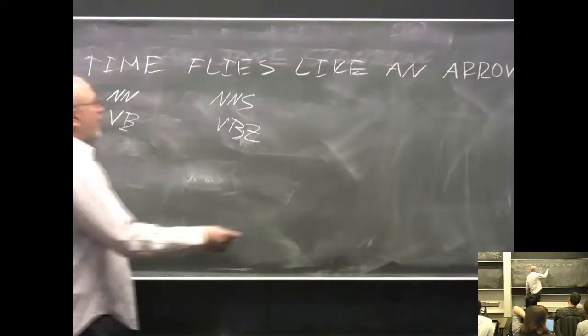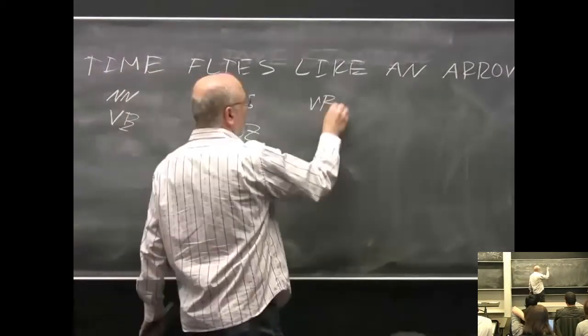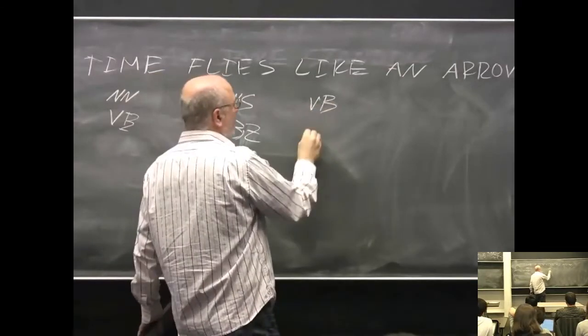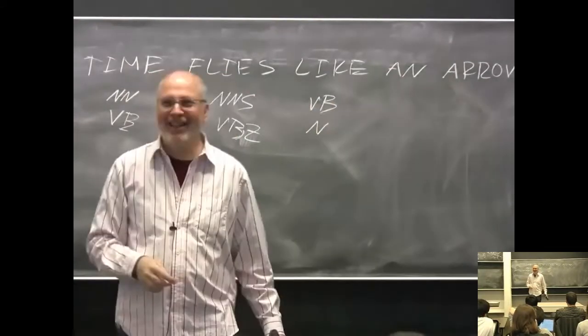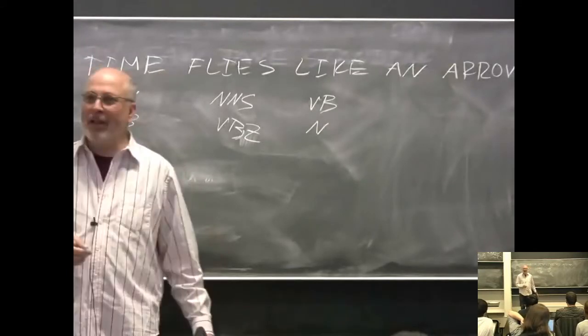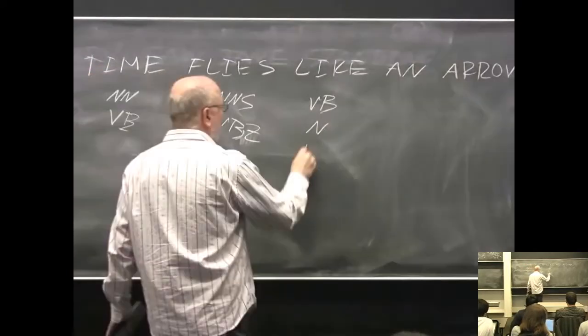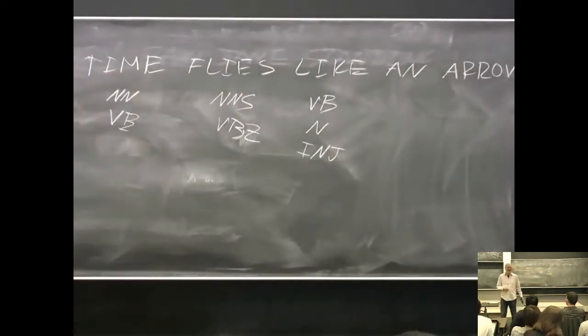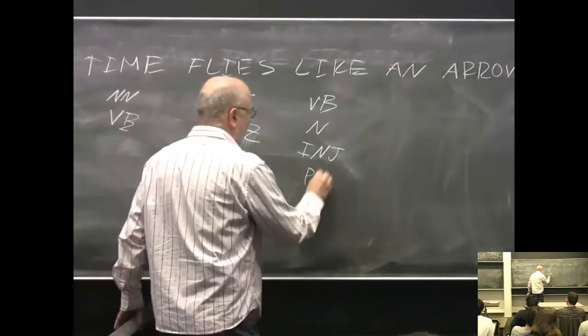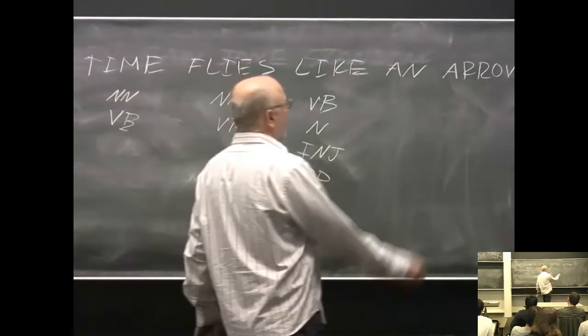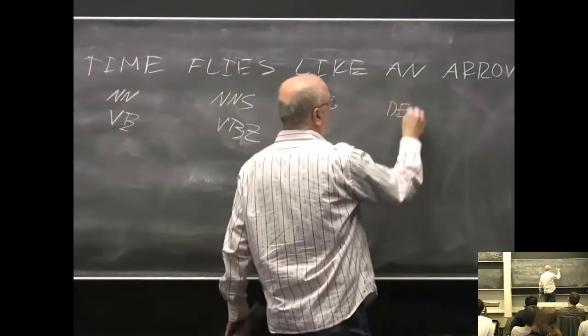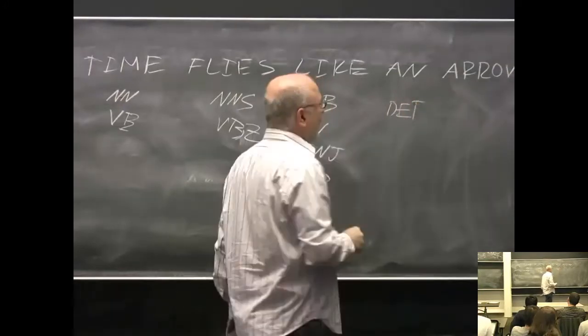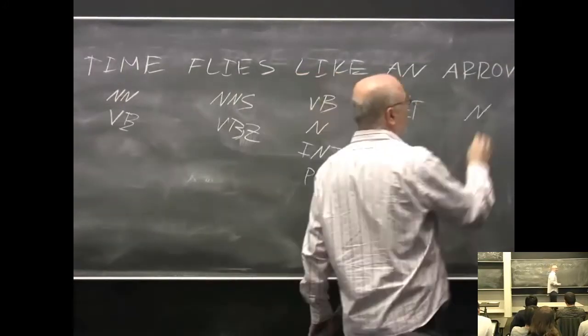Okay, like is a verb. And these days in the Facebook era, it's also a noun. Right? It's also an interjection, right? In teenage girls' conversation, they say "like" all the time, right? And what else is it? It's a preposition. "An" is a determiner. And "arrow" is just a singular noun.